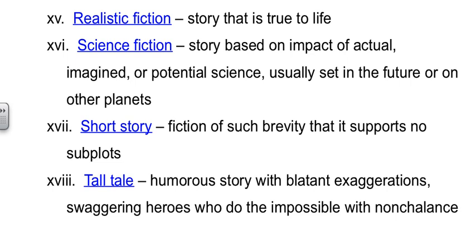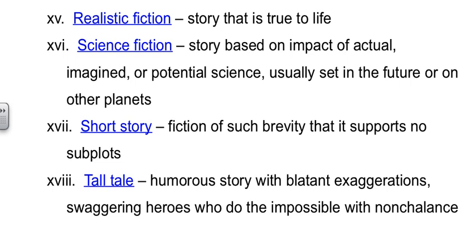All right, the next one is realistic fiction, which is a story that's true to life. Realistic fiction are things like John Grisham's novels, things that could really happen. Science fiction is the next genre, and science fiction is the opposite. It's a story based on impact of actual, imagined, or potential science, usually set in the future or on other planets. Think things like I, Robot, and you'll be in the right genre for science fiction.